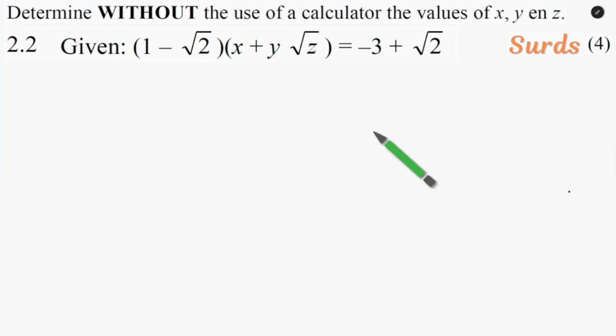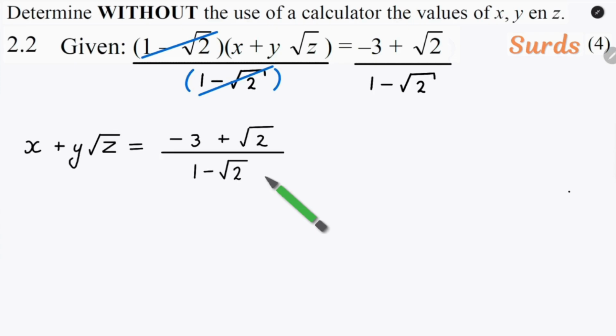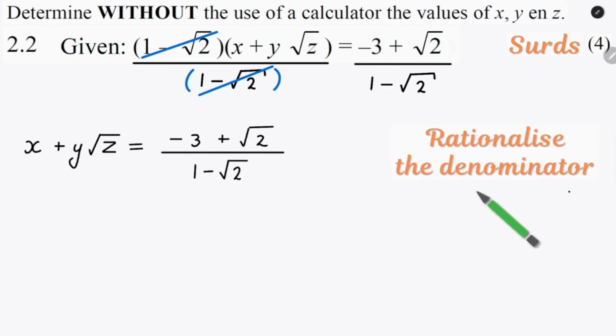So what we're going to need to do is divide both sides by this 1 minus root 2, so that it takes us to this. These are going to cancel, and we're just going to be left with x plus y root z equals this massive expression. Now the reason I wanted to do this is so I could rationalize the denominator. It takes me to a space where I'm familiar.